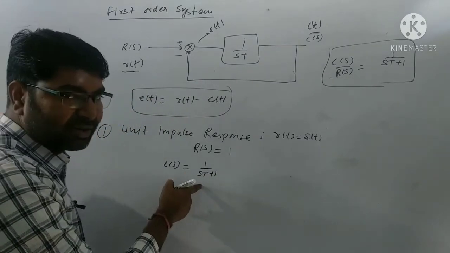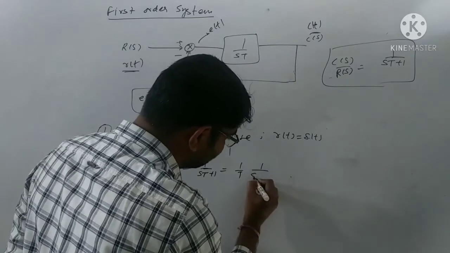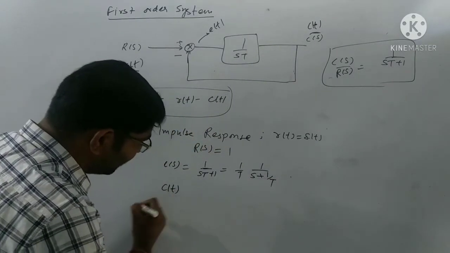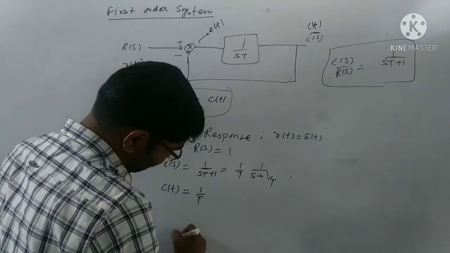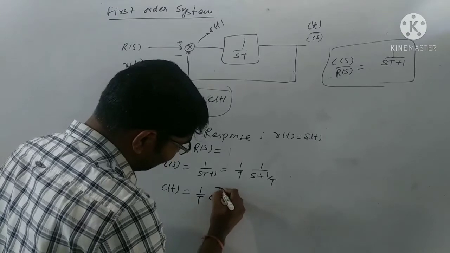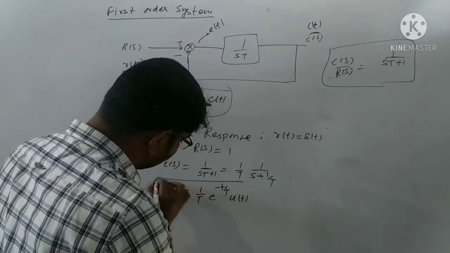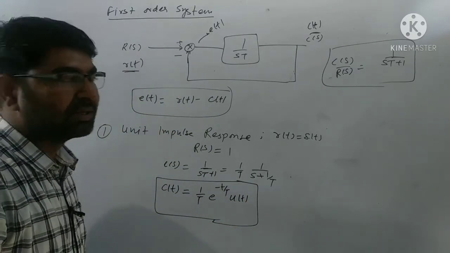Convert it into the standard form. Take T as a common factor, so this is (1/T) over (s plus 1/T). Taking the inverse Laplace of C(s), we will get (1/T) e raised to power minus t by T, u(t). This is my impulse response for the first order system.